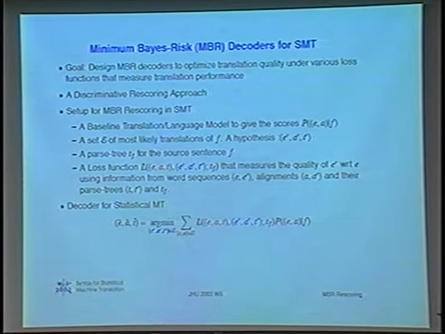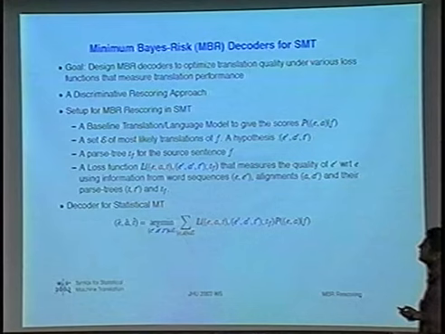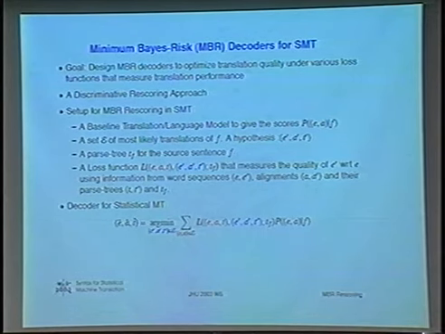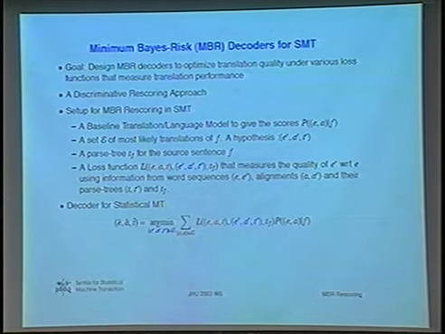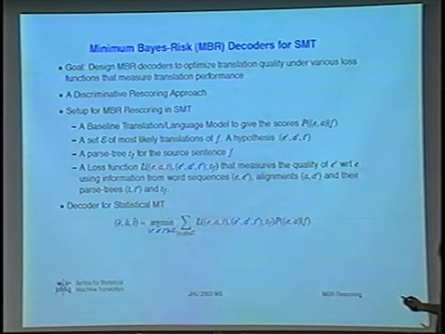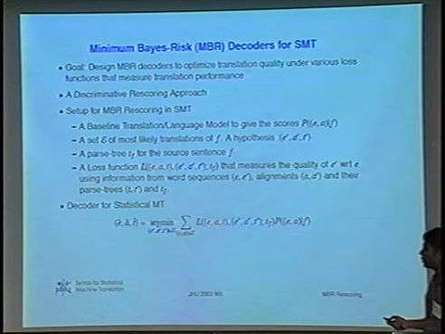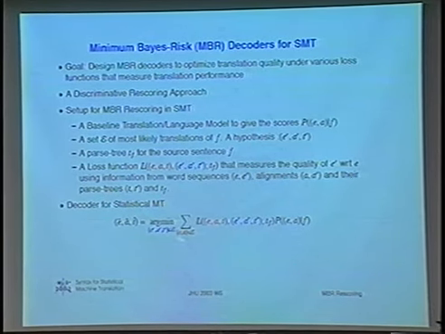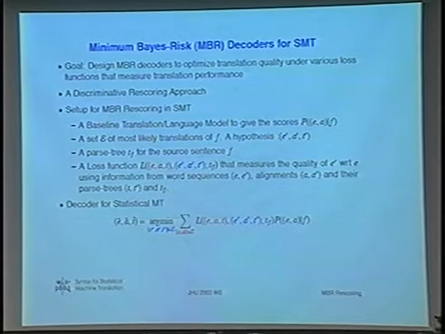In addition, we also assume that we have a parse tree for the source sentence, in this case the Chinese, and a loss function, which can compare hypotheses. The first argument is a reference, and the second is a candidate. It measures the quality of a given hypothesis against a reference based on information from word sequences, alignments, and the parse trees. So given this scenario, once again the minimum Bayes risk decoder minimizes the conditional risk, and in this case the risk is measured by this generic loss function.